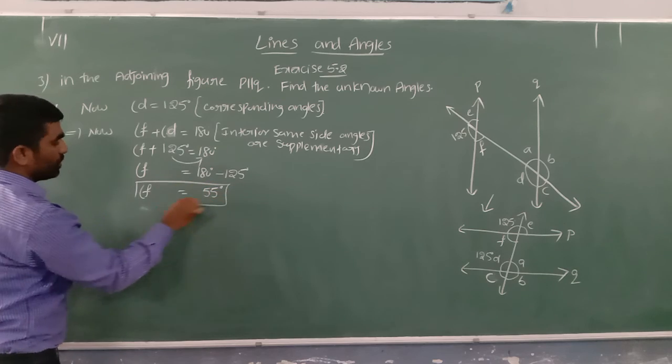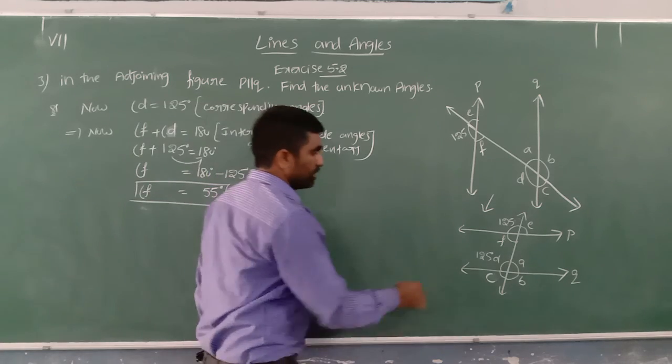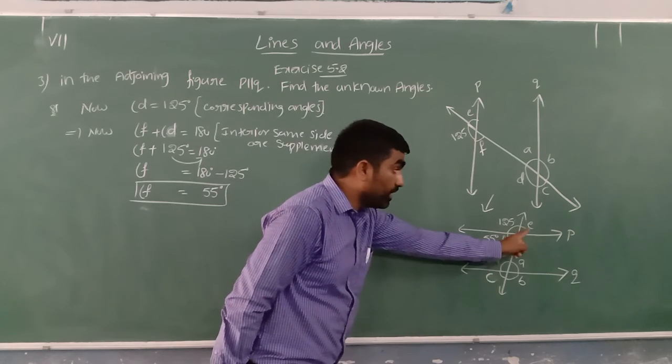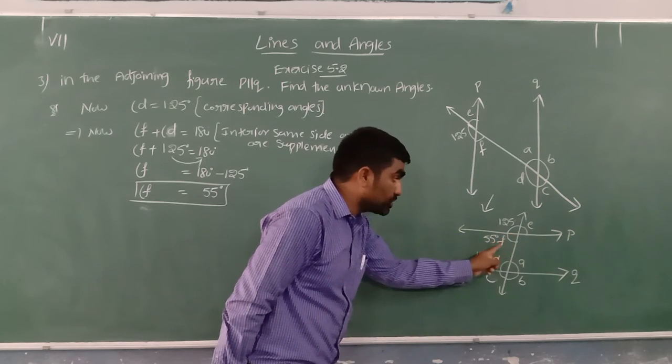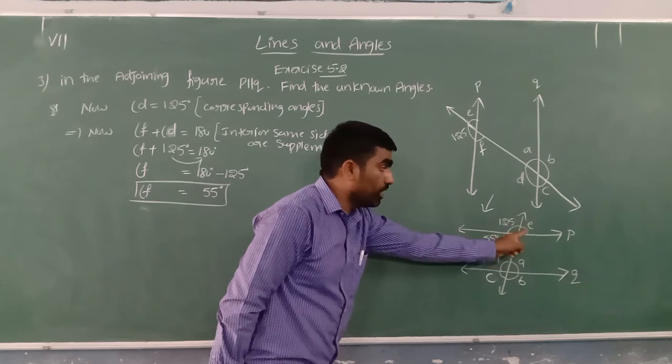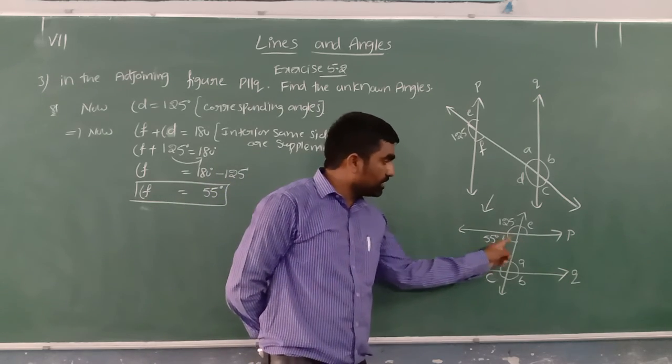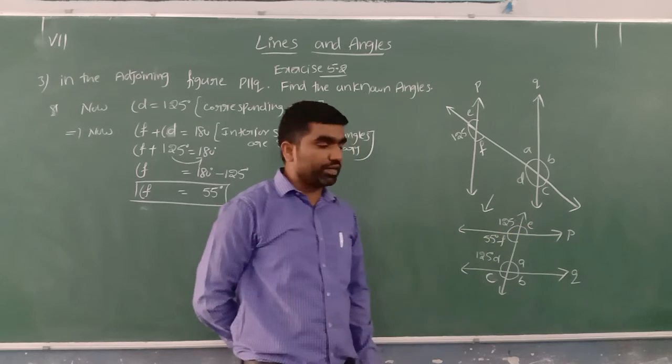I got angle F equal to 55 degrees. Let us write here 55 degrees. Now tell me, how can I find E? Is there a relation between these two? Yes, both the angles are called vertically opposite angles. So F is 55 degrees, and E is also 55 degrees.